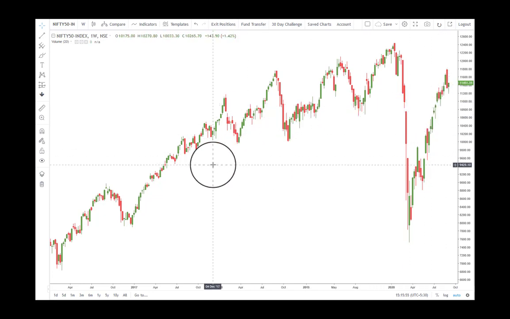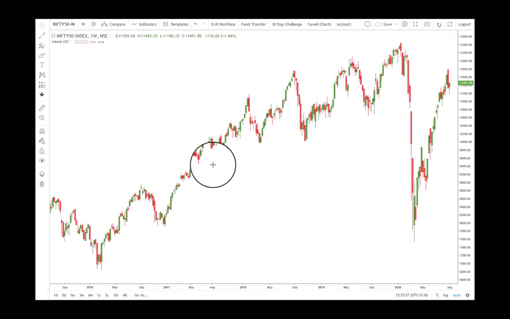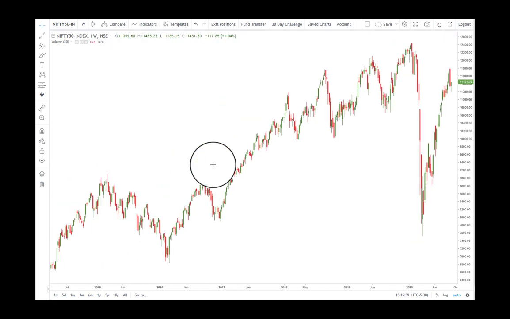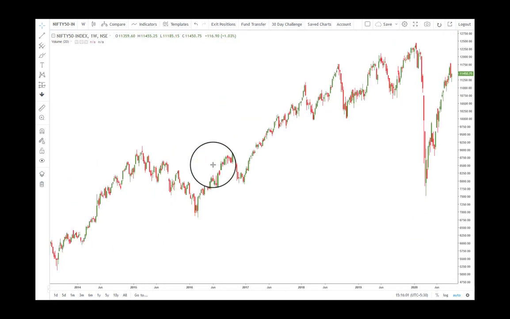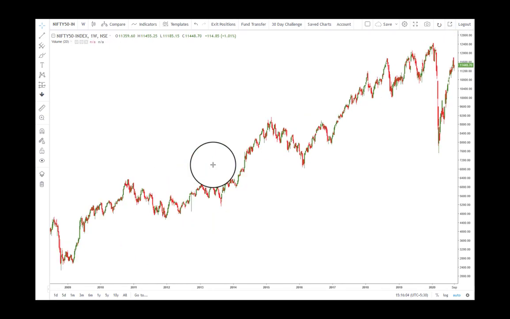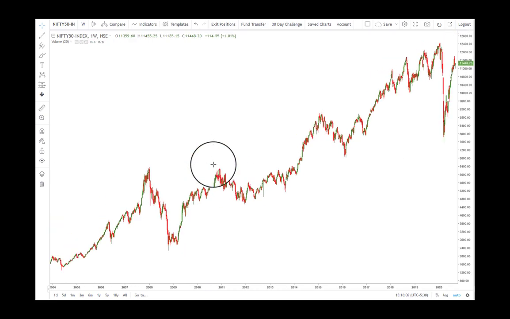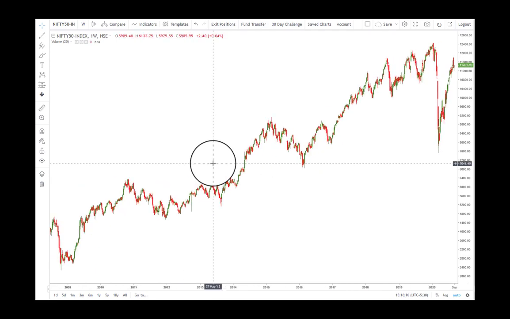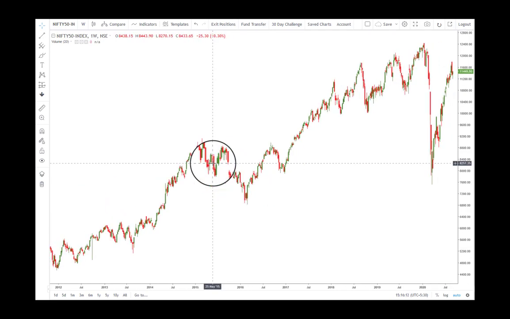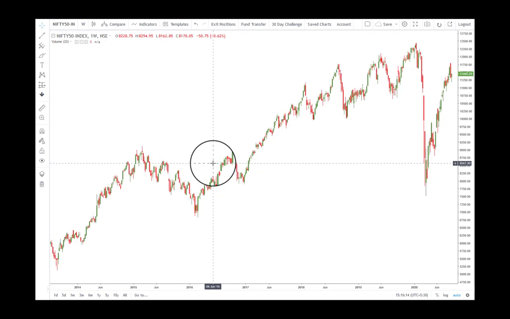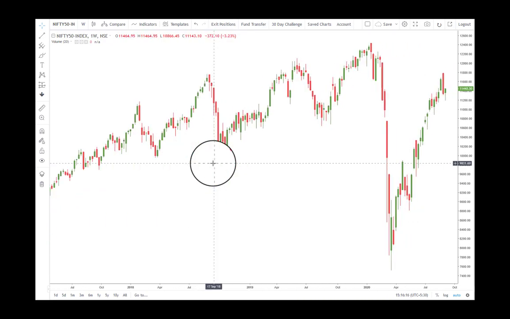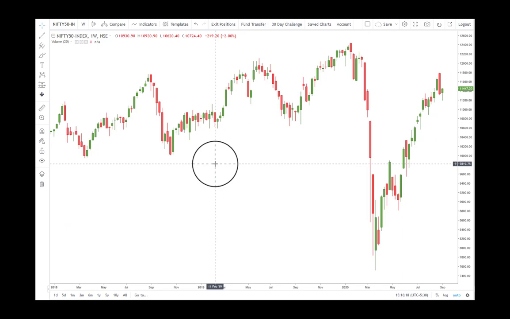By scrolling down your mouse, more historical data would be displayed. That is, more candles would now be visible, as you can see over here. On the other hand, scrolling up your mouse would display fewer historical data, in that fewer candles would now be visible, as you can see over here.